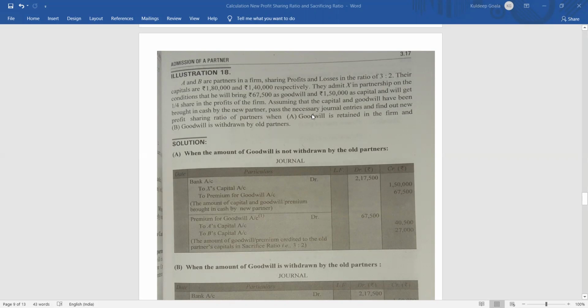Pass journal entries. There are two situations. One, when goodwill is retained in the firm, as I told you in the first class of admission, when the premium for goodwill is not withdrawn.